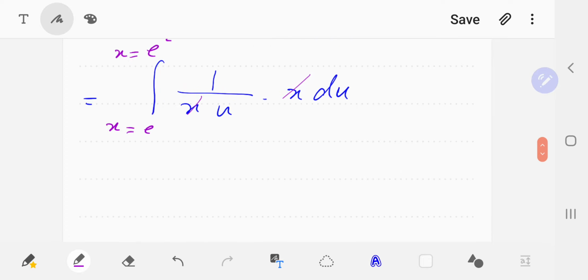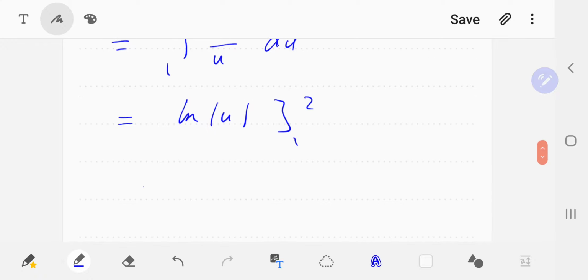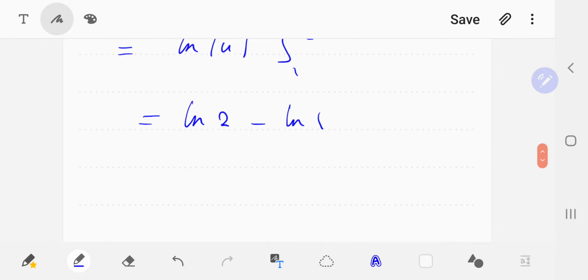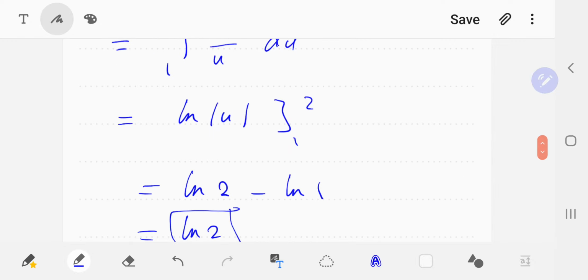That will make the solution look better. So the integration of 1 over u du from 1 to 2, which is ln absolute value of u from 1 to 2. So it's ln 2 minus ln 1, and ln 1 is equal to 0. So the answer is ln 2 immediately. I hope that this idea is clear. It's nothing new, it's just the boundaries. So try to do this on your own.